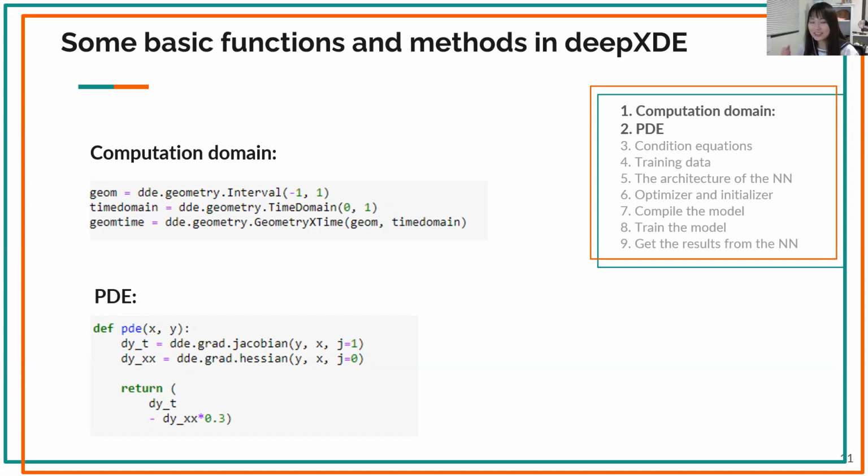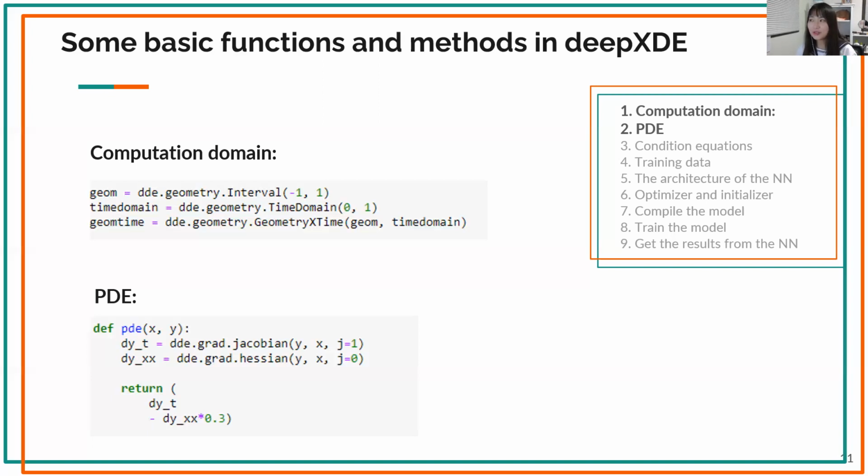GeometryXTime is just a simple function to combine my geometry information and my time domain information together. So after that, when I train my model, my training data and testing data will be randomly sampled from the geometry-time domain.